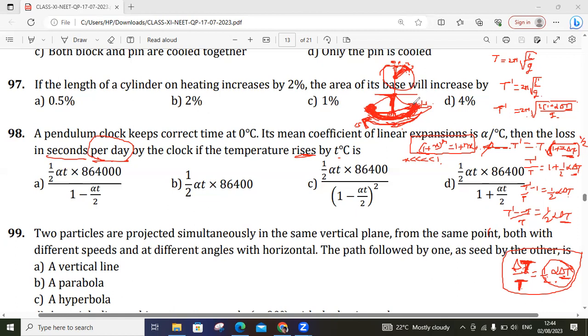Like that, they are asking how much the loss is for 1 day. So you have to see how many seconds there are in one day. For 1 second, it will lose half alpha delta t. But for 1 day, you have to put that time here, and delta t will be your loss or gain. This will be the loss or gain in time, and this is the given time period.